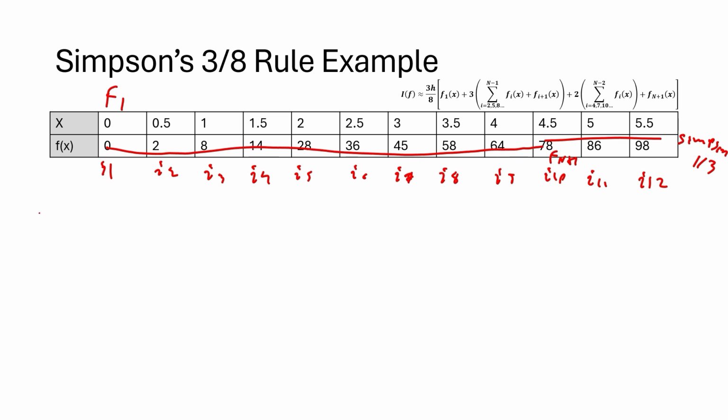So let's write that down. So f1 is going to be 0, and fn plus 1 is going to equal 78. Now, for the first sum, we're going to start at I equals 2, which is going to be this one right here. And then in the summation, we're going to take the fx at that point and then add it to the next fx, because it's the I plus 1 right here.